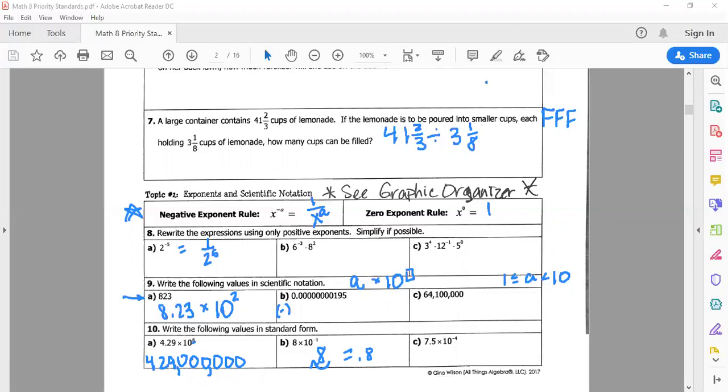All right, that's enough for this page. If you remember, I'm going to try to do a video for every page. I'm not going to do quite so many problems as I did on this one. It's just been a while since we've done any of this.